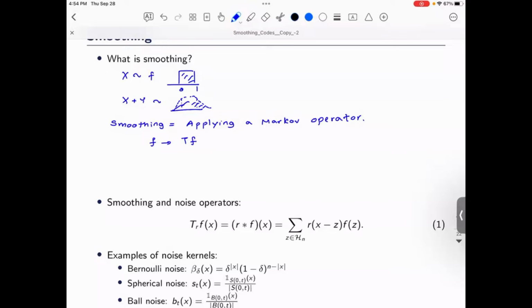If this operator T represents an additive noise, the resulting distribution can be written as a convolution of two probability density functions or probability mass functions. While this example is in real space, this argument works in any group, any space with group structure. In our case, we are talking about Hamming space.